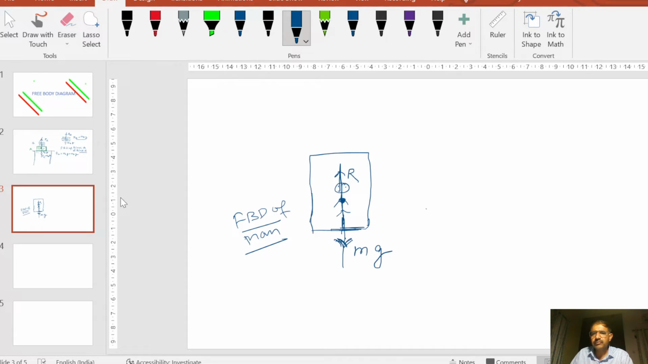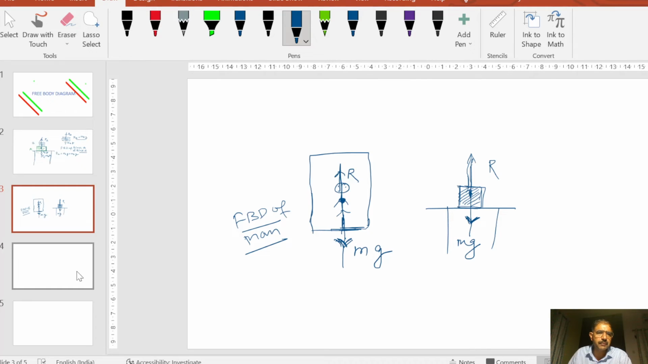Suppose now an object is placed on the surface of a table and I want to draw its free body diagram. Again the forces acting on this block are: downwards, the force by which earth pulls this object, that is basically mg, and the normal reaction which this table provides on it, that is basically R. So this is the free body diagram of this block. If a single block is placed on a surface, then we can draw its free body diagram.